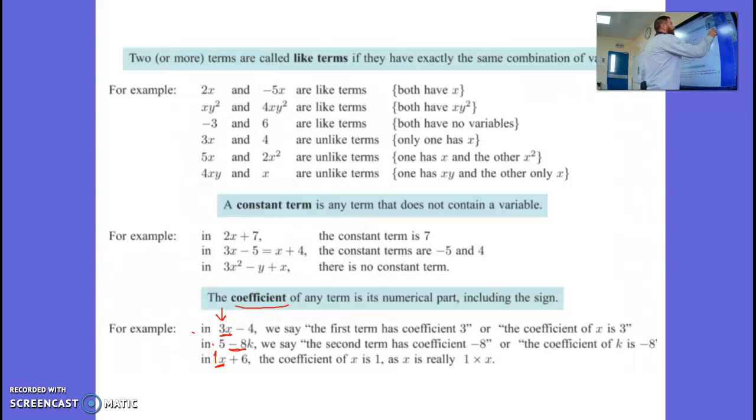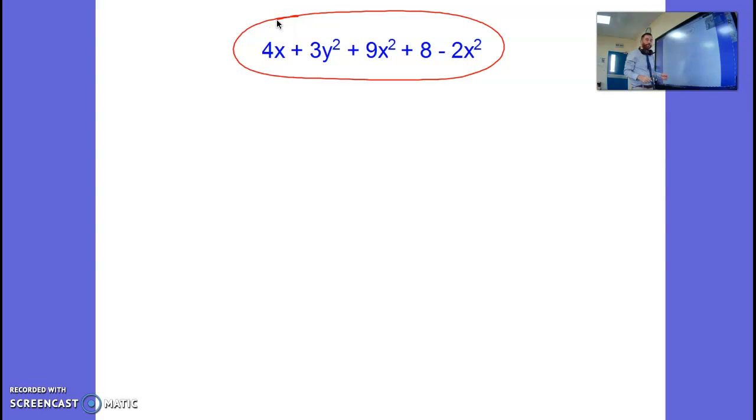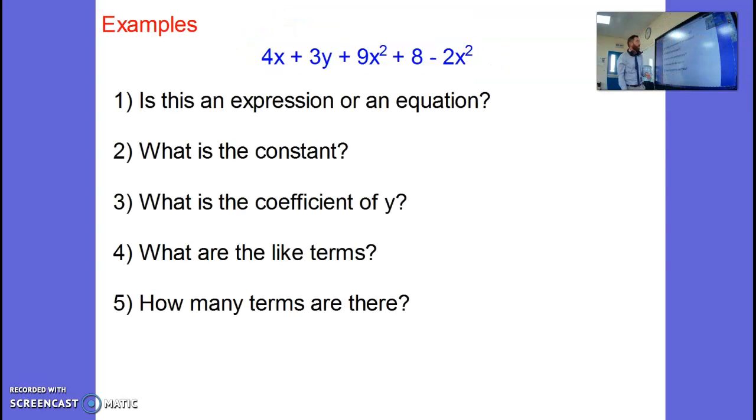All right, let's put some of that language into practice. So here we have a very long expression. I'm not going to say what it is, because that's going to be one of the questions. Here are 5 questions, and I would like you to pause the video now, see if you can answer those 5, and then I'll give you some answers in a moment. So pause, have a go, see which ones you understand, and then we'll go through them in a sec.